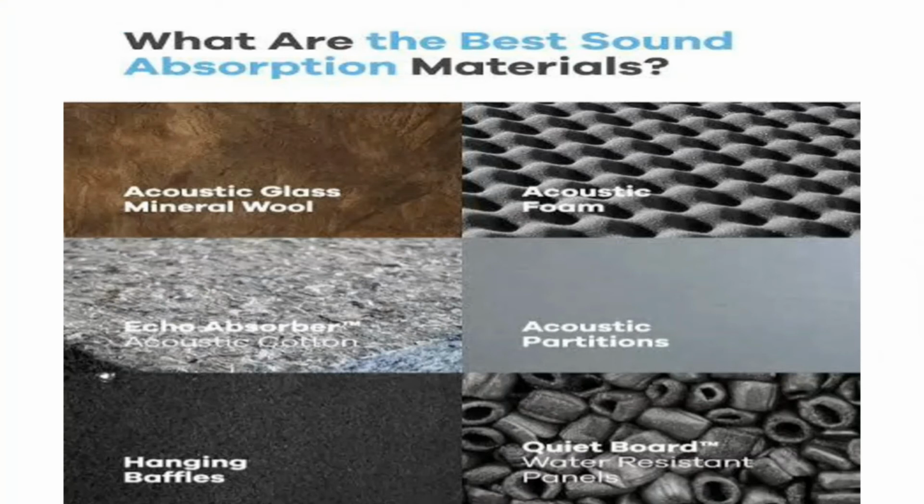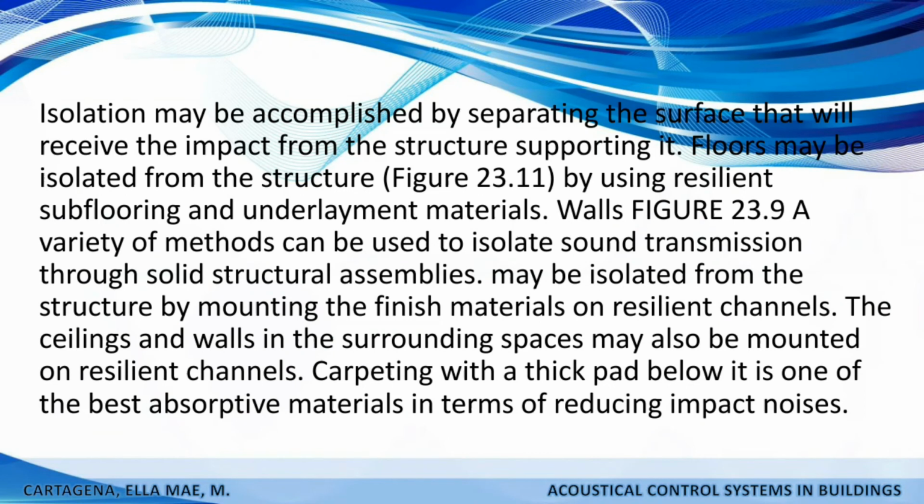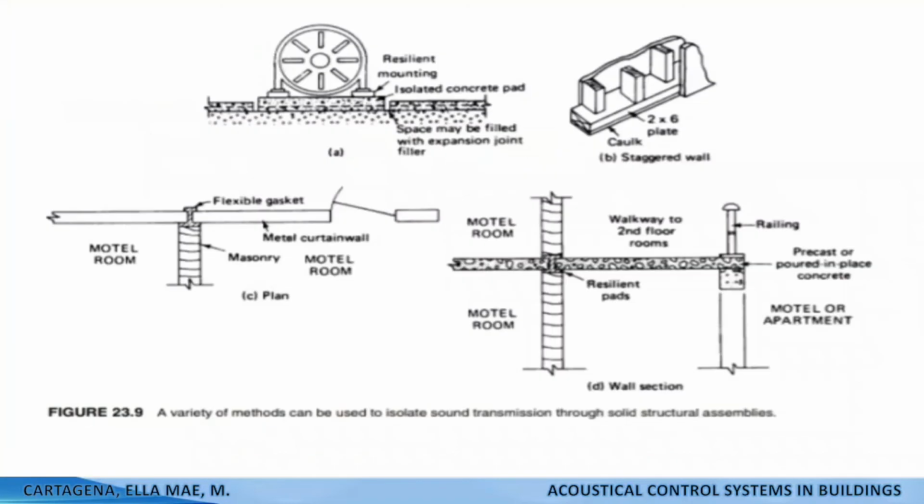So, yung carpeting kasi, it is an effective sound absorber because the individual fibers, pile tops, and underlay have different resonant frequencies at which they absorb sound. So, isolation may be accomplished by separating the surface that will receive the impact from the structure supporting it. Floors may be isolated from the structure by using resilient subflooring and underlayment materials.